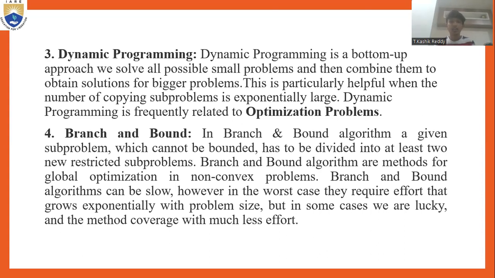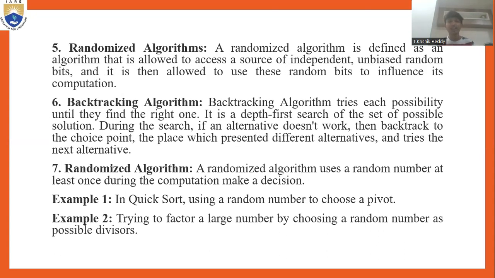Branch and bound algorithms can be slow. In the worst case, they require effort that grows exponentially with the problem size. But in some cases, we are lucky and the method converges with much less effort. Next, a randomized algorithm.